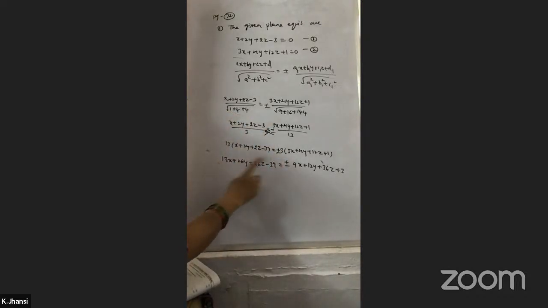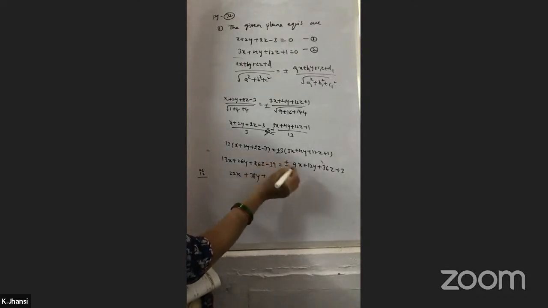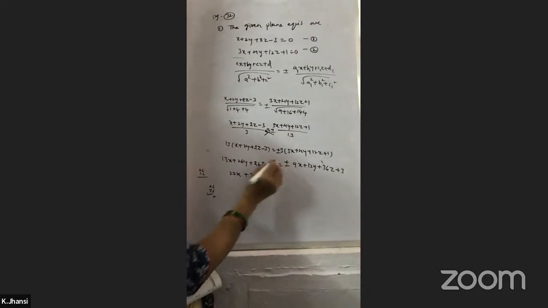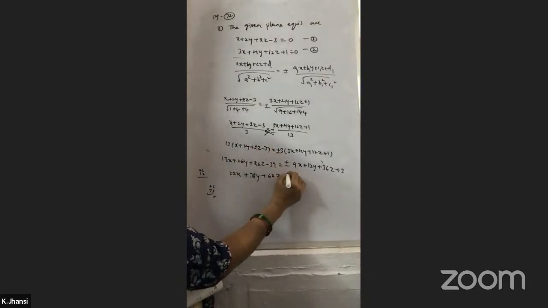These are 9x. 22x you will get. This is 22x plus 26 plus 26 plus 12 means 38y, plus this is 2 3 5, 26 36 means 62z, and minus 39 plus 3 means you will get it as minus 36 equals to 0.